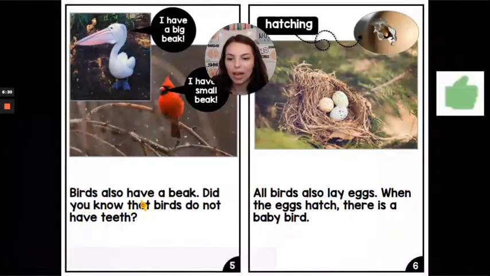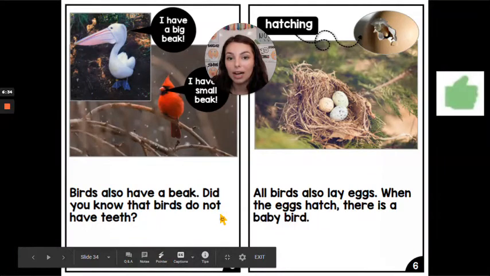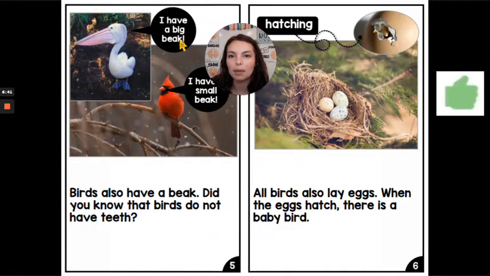Birds also have a beak. Did you know that birds do not have teeth? They just have a beak. Here, a pelican has a big beak, and this red bird has a small beak.